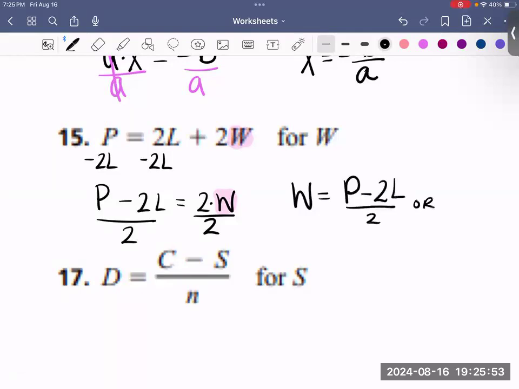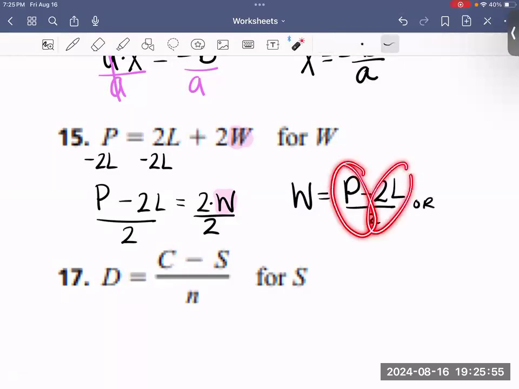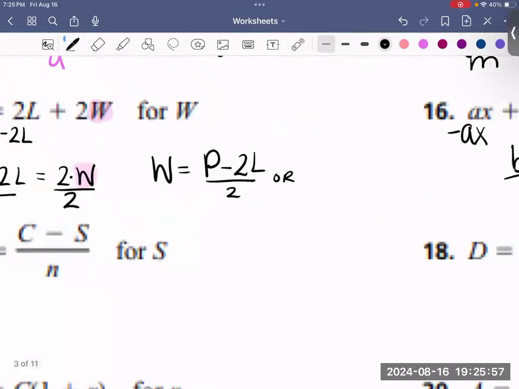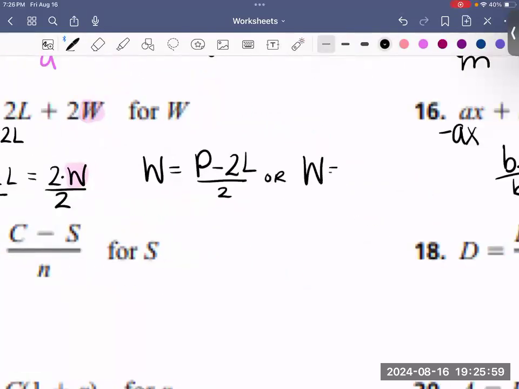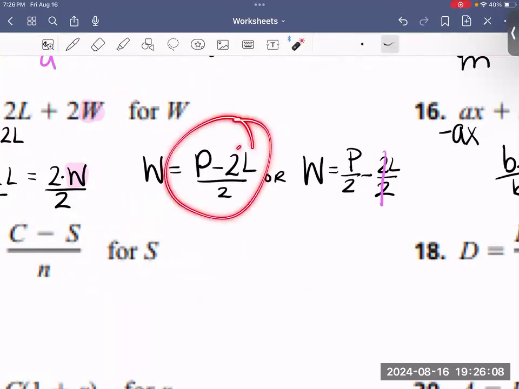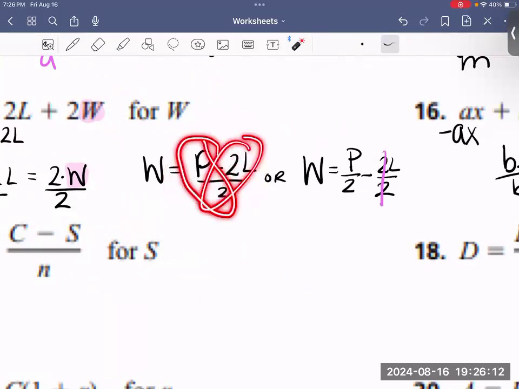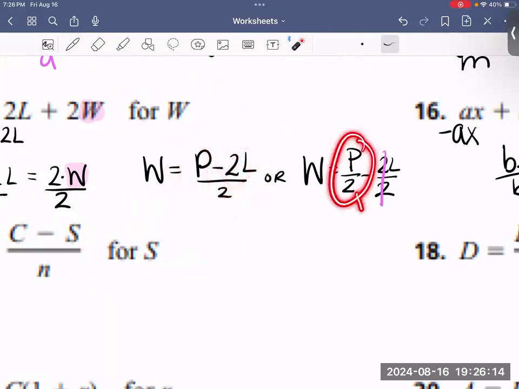Or you can break it up so that each one has its own fraction. So you could also say W is equal to P over 2 minus 2L over 2, which then allows us to cancel out this 2. The way it's written here, your 2's are not allowed to cancel because really there's 2 fractions going on. And you'll notice that P can keep its denominator.